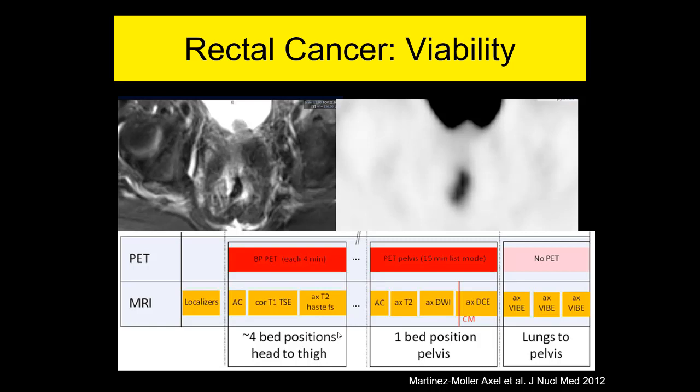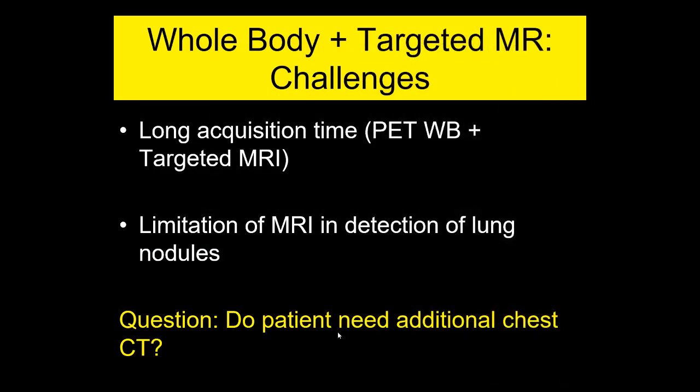As I said, the problem is that you're actually doing a whole body exam plus a dedicated MR exam of a region of interest, and so that challenges the time. The acquisition time is now in a range of 45 to 55 minutes because you've added a whole body MR plus dedicated MR. And then the question comes up: how limited are we in detecting lung nodules?